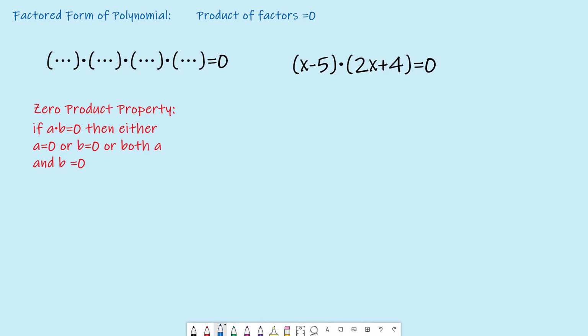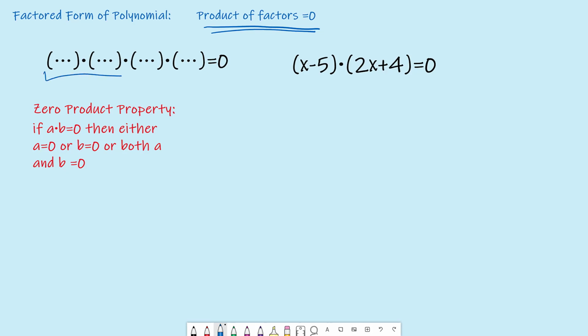Hi there, welcome back. We're talking about polynomials, and specifically we're looking at how to solve polynomials that are in a factored form. And as a reminder, what is the factored form of a polynomial? Well, it's exactly the form where we have a product of factors that equals 0.